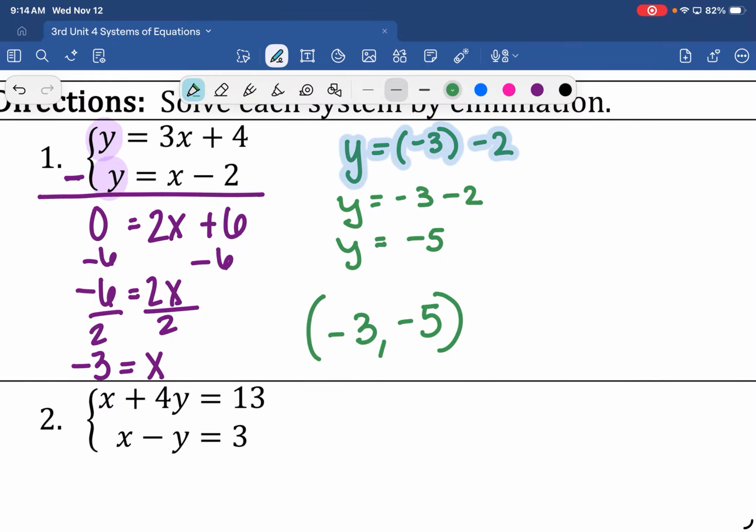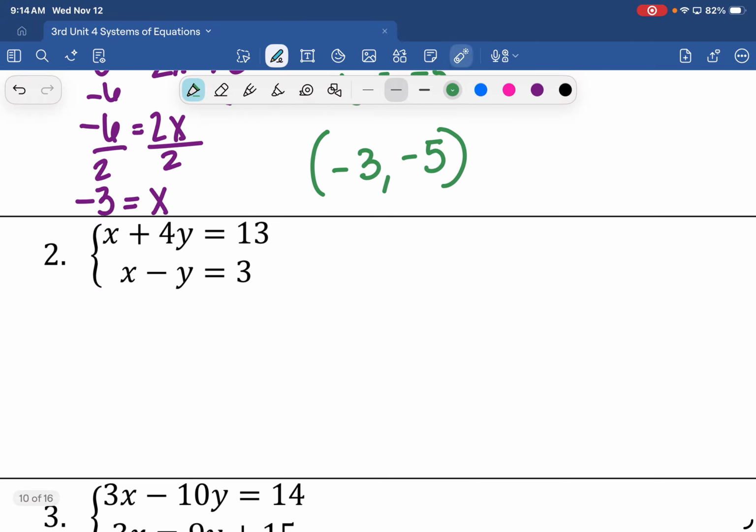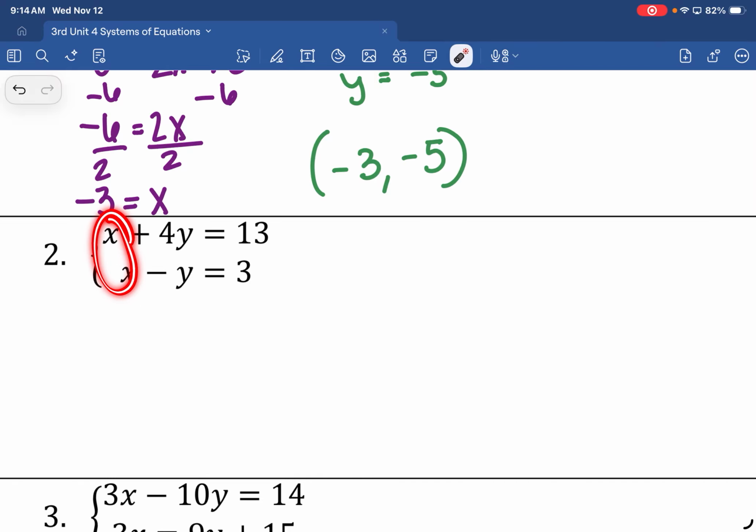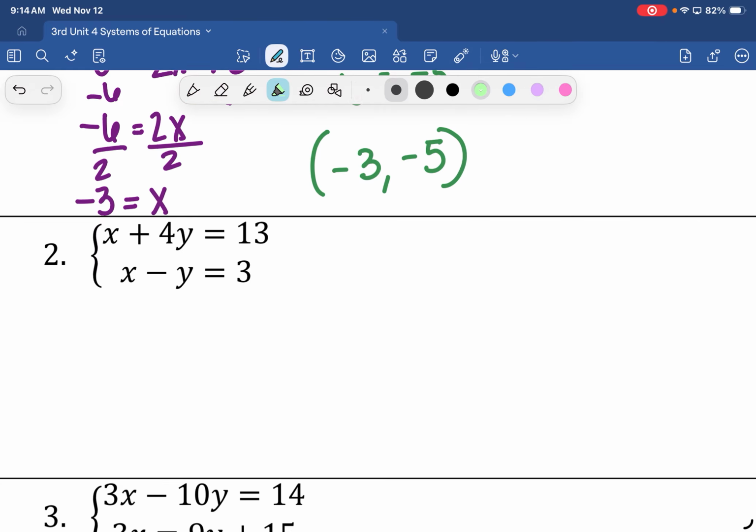Okay? For number 2, is all of our terms lined up? Yeah. X's are over x's, y's are over y's, equals over equals, constant over constant. So which term has a common coefficient? It is x. Okay? In order to look at this, do I need to add or subtract? Subtract. Okay, what is x minus x? 0.